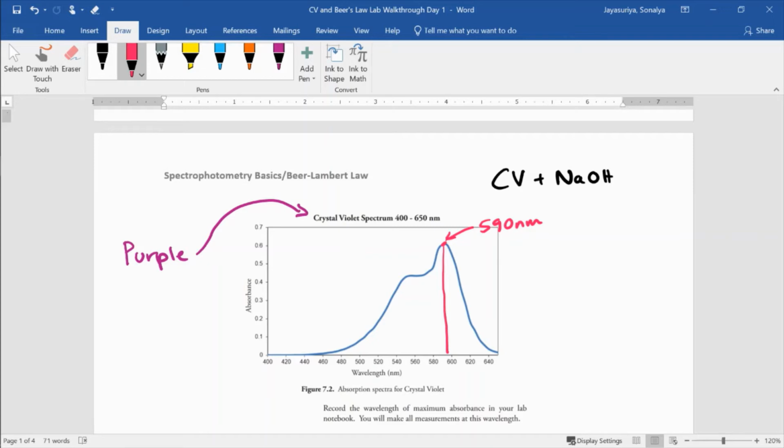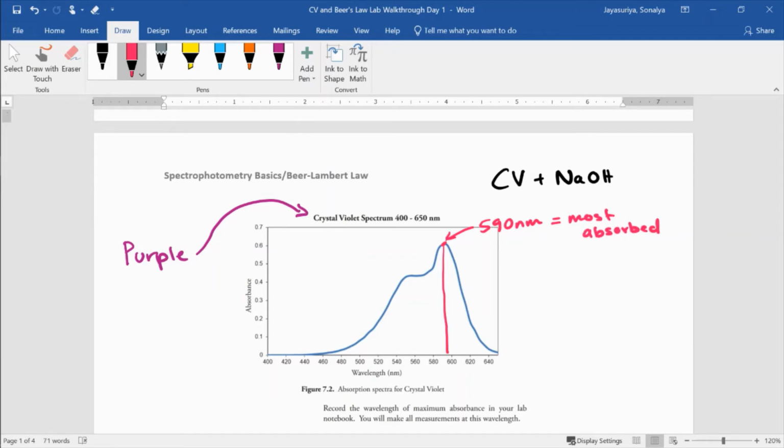So you might be like, well, why do I have to set it to that? It's because that is where that wavelength of light is the wavelength of light that is most absorbed by crystal violet, okay? This is the wavelength of light that is most absorbed.